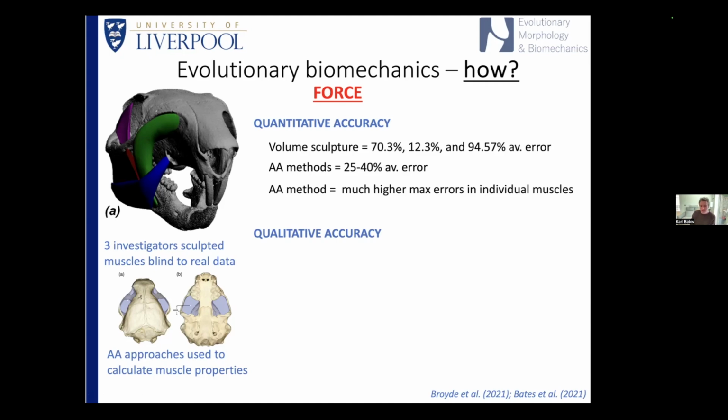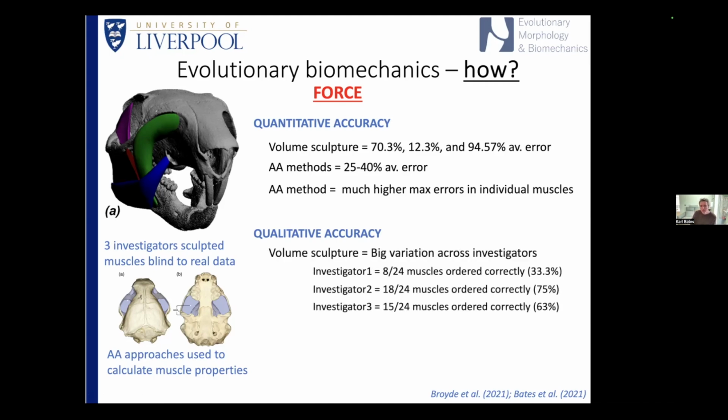So is that actually what we found? Unfortunately, in many cases, it's not. So with the volume sculpture, in one case, the best case scenario, which was our investigator two, who was more accurate quantitatively, they only got 75% of them ordered correctly. Worst case scenario, only a third of them had relative accuracy predicted correctly in terms of how big the muscles were across the three species. And our attachment areas really weren't much better.